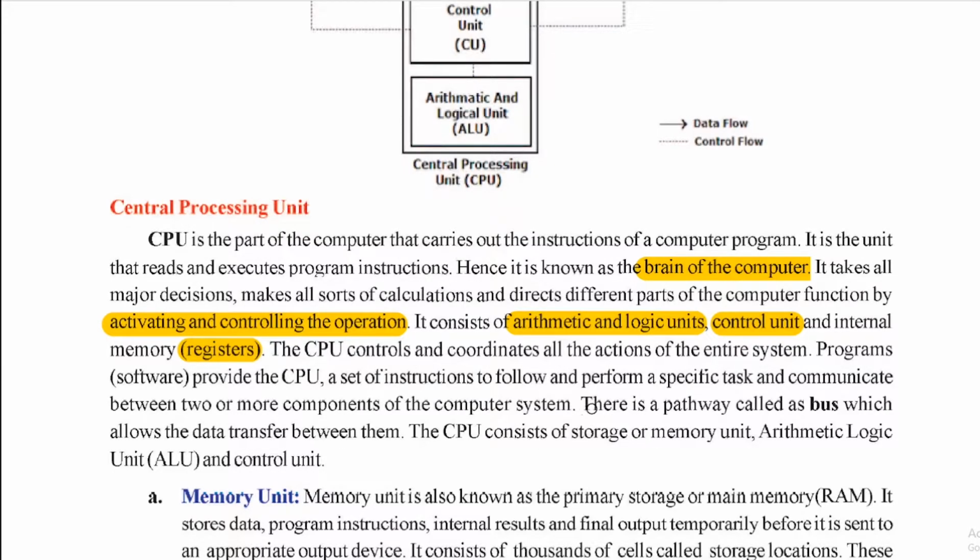So there is a pathway. To establish a connection between the various components, there should be some path, some connection. That is called a bus. So a bus is a collection of wires which carries electrical signals from one component to another component.